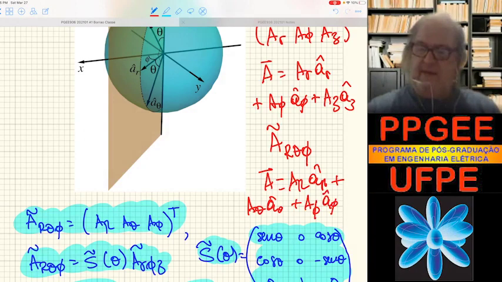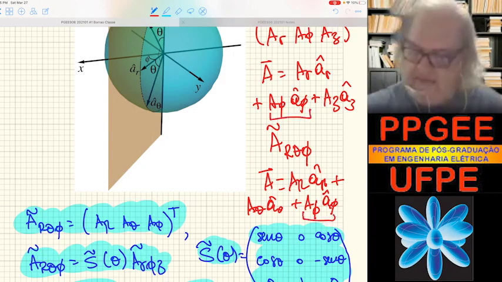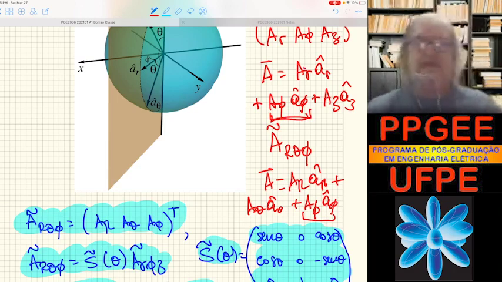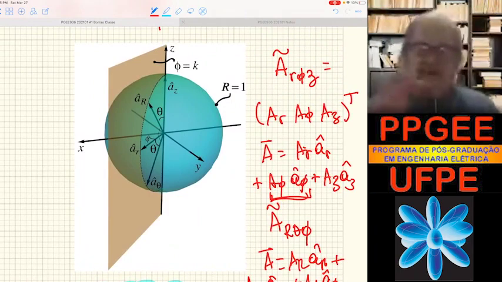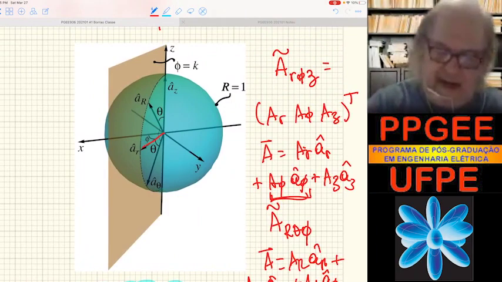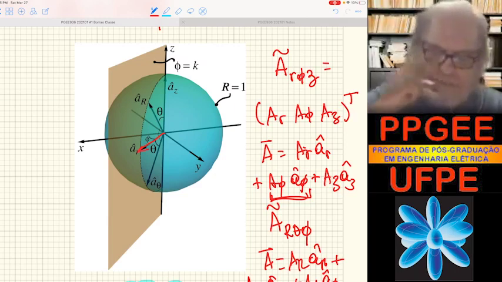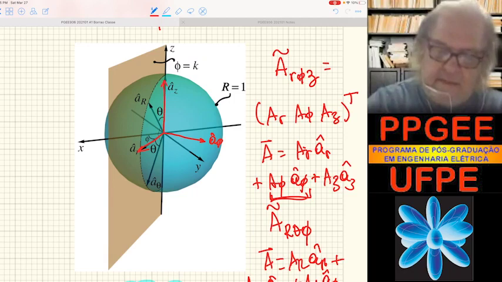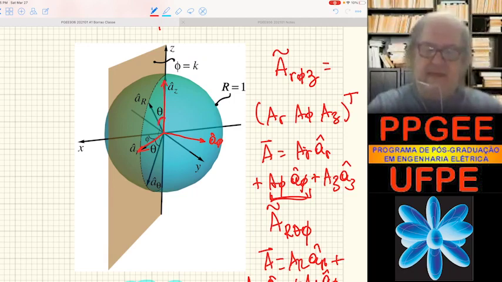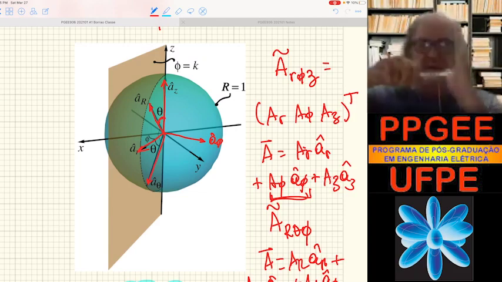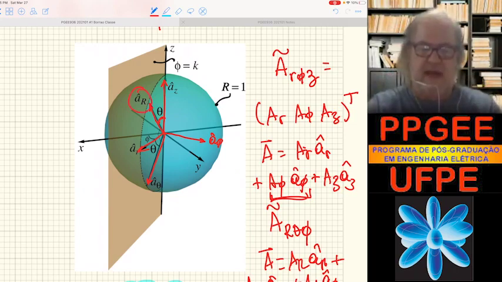We don't have to worry with A phi because it has to be the same. This A phi here is the same as the other one. So it's essentially changing AZ, AR to AR, A theta. If you look at this transformation, we have the system AR, A phi, AZ, so we make a rotation of theta radians to produce now AR and A theta. It's a rotation in the half plane, the semi-plane, orthogonal to A phi. So we just change AZ, AR into AR, A theta.